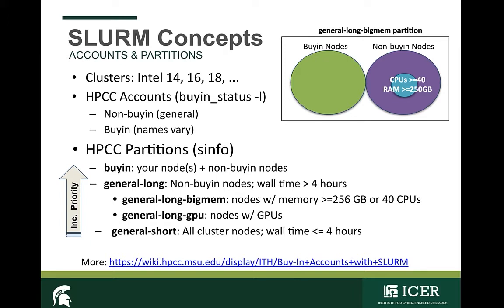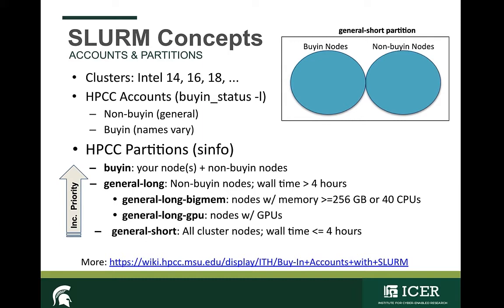This ensures that large jobs get priority to large nodes over jobs that can run elsewhere in the cluster. Similarly, the general long GPU partition consists of nodes with coprocessors. Jobs that request GPUs are automatically submitted to this partition. Lastly, all nodes in the cluster are made available via the general short partition. Jobs that request a wall time of less than or equal to 4 hours are automatically submitted to this partition.